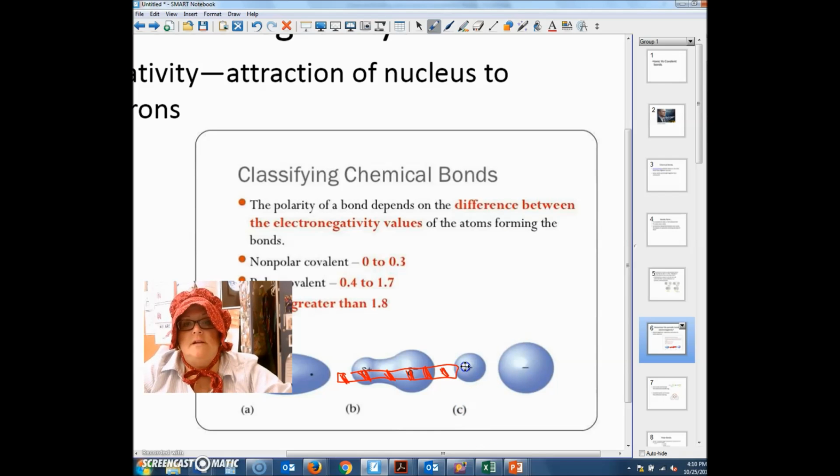In ionic compounds, the electron is given to such a degree that it has no care. It doesn't have anything to do with the positive ion anymore. It's completely surrounding the negative ion. And that's what we call ionic.